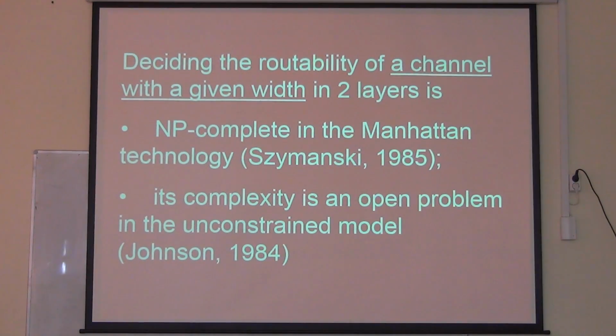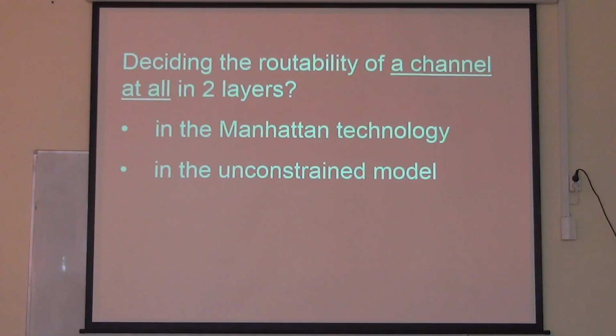Once again, all these were for the decision problem, where the requested width is given and the answer is yes or no, whether you can do it or not. And there's another problem, a weaker problem, whether you can do it at all.